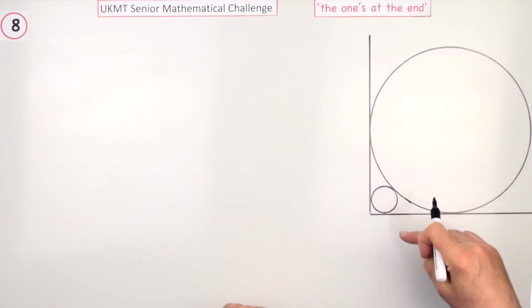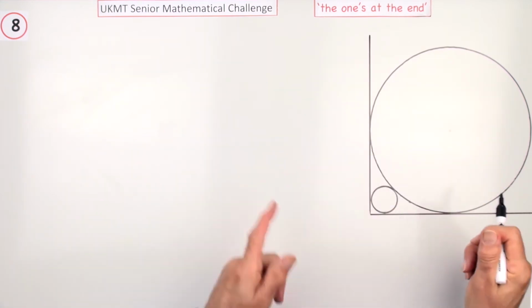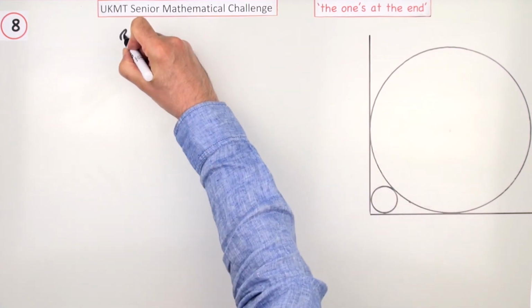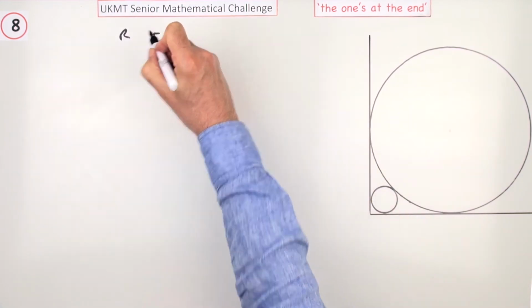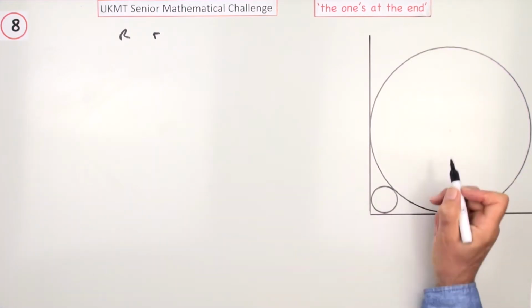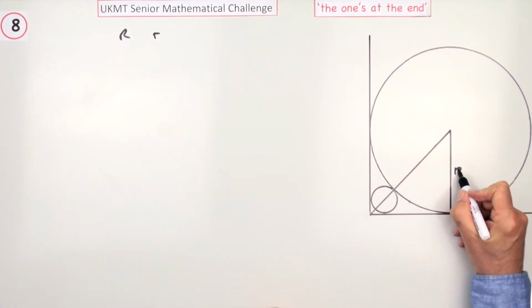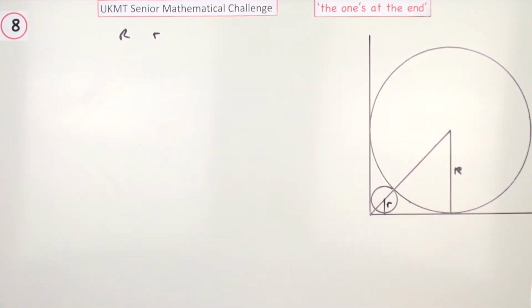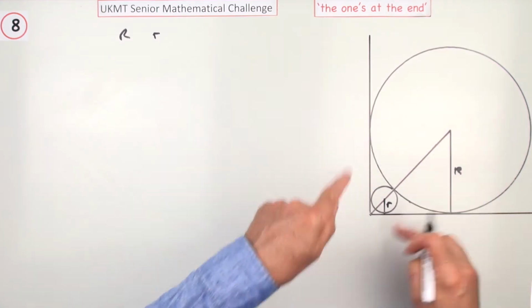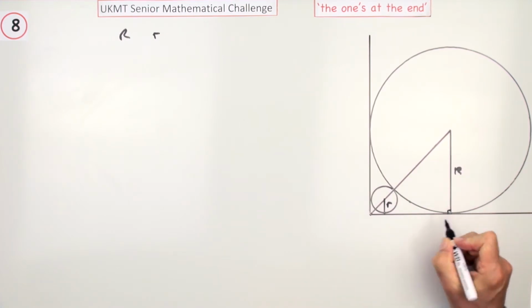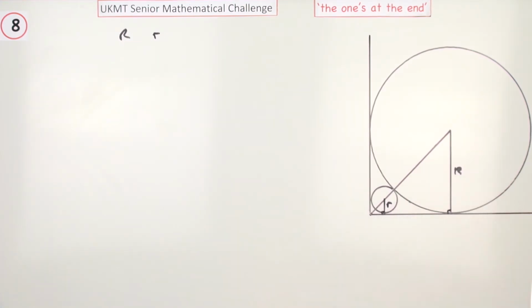So, a pair of circles tucked into a corner, quite a common type of question. The larger circle has radius capital R and the smaller one has radius small r. Two obvious triangles: the large circle, radius R, and the small circle, radius small r. Right-angled corner, by symmetry that means that's a 45-degree triangle, both right-angled of course, radius meeting tangent.